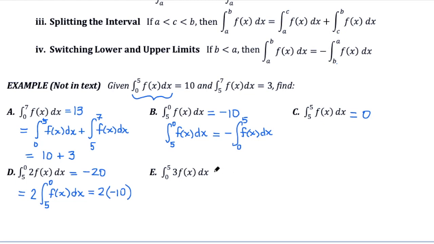And last, this is just another example of the constant multiple rule. I can take the constant out in front, calculate what the shaded area is for the integral from 0 to 5, and we were told that the area is 10. 3 times 10 is 30.